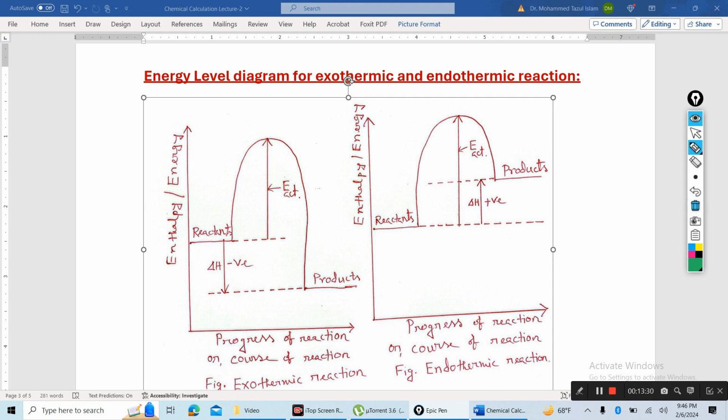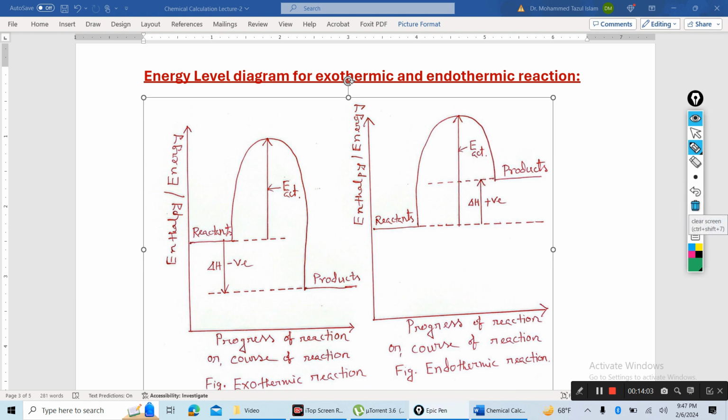So what is activation energy? The energy difference between reactant and peak of the curve is known as activation energy. Here also, the energy difference between reactant and peak of the curve is known as activation energy, E-act.